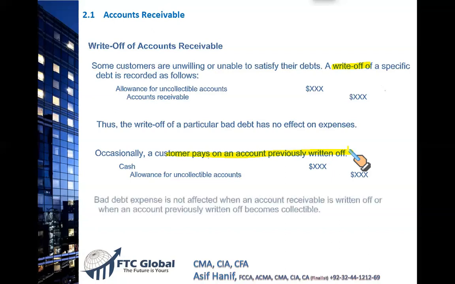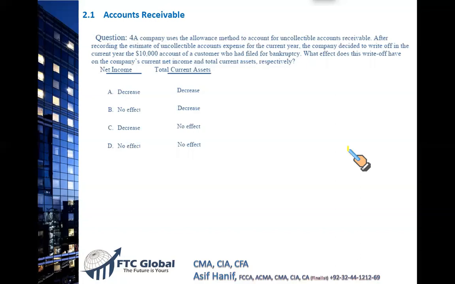Now, how does it happen? Let me show you through the help of this example here. A company uses the allowance for uncollectible accounts method to account for uncollectible accounts receivable. After recording the estimate for uncollectible accounts expense for the current year, the company decided to write off in the current year 10,000 of account receivable of a customer who had filed for bankruptcy.